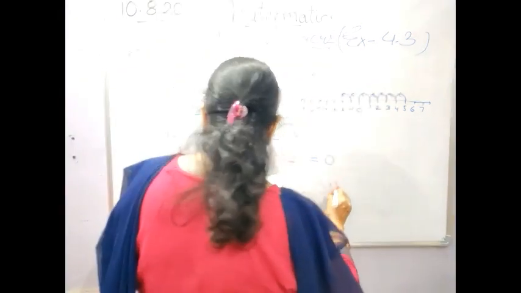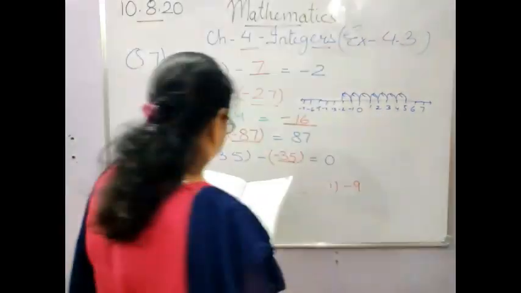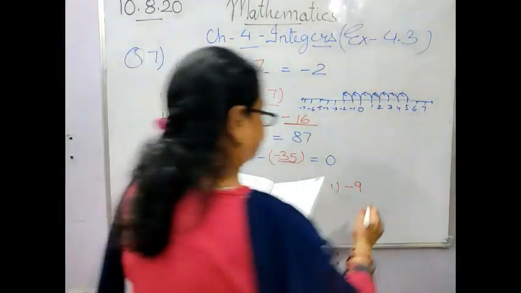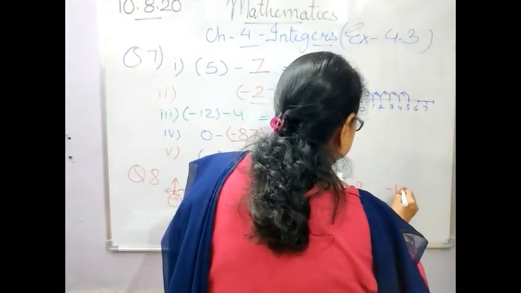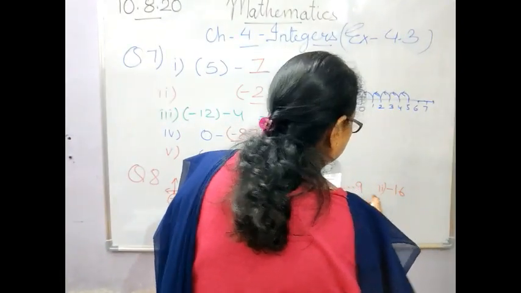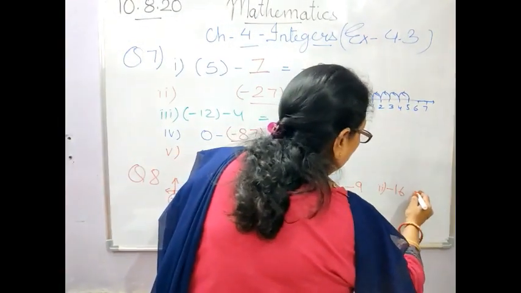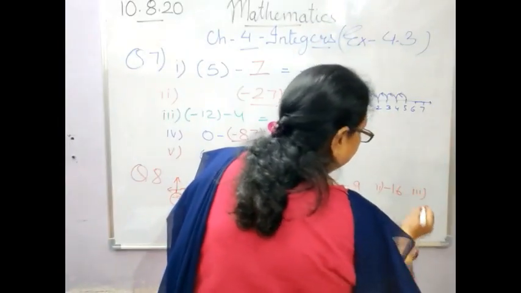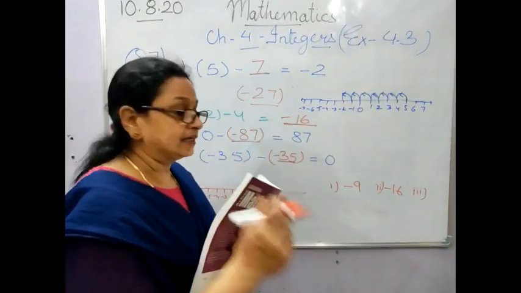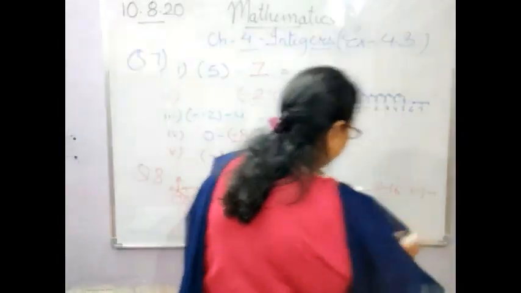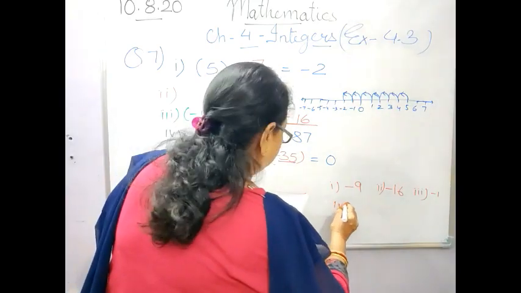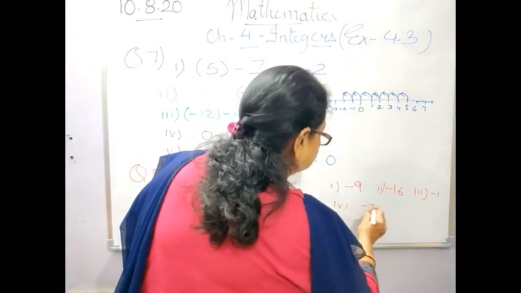First one is minus 9. You can write down in the book. The second one is minus 16. These are only the answers I am writing. Then 0. What will be the predecessor? It will be on the negative side. So minus 1. Then fourth one is minus 27.